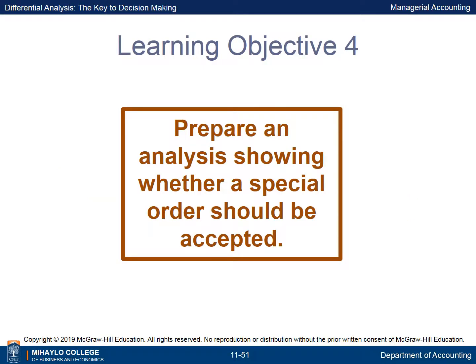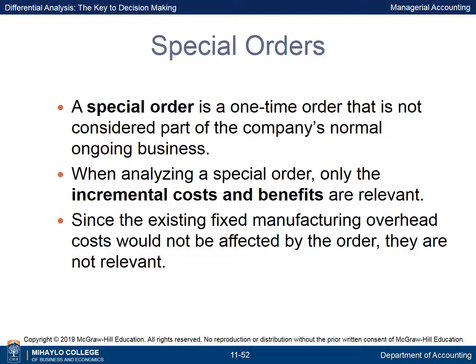Learning Objective 4 is to prepare an analysis showing whether a special order should be accepted. A special order is a one-time order that is not considered part of the company's normal ongoing business. When analyzing a special order, only the incremental costs and benefits are relevant. Since the existing fixed manufacturing overhead costs would not be affected by the order, they are not relevant.